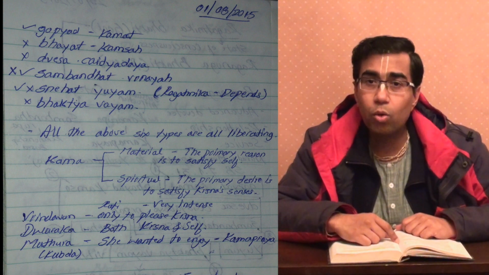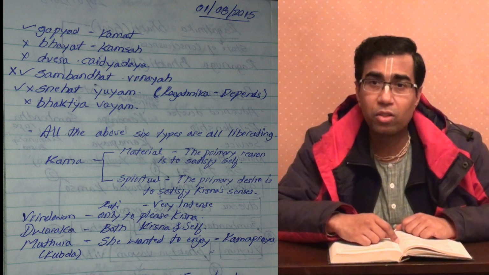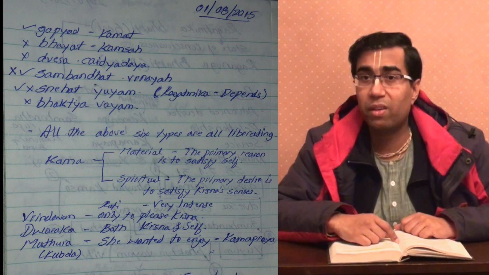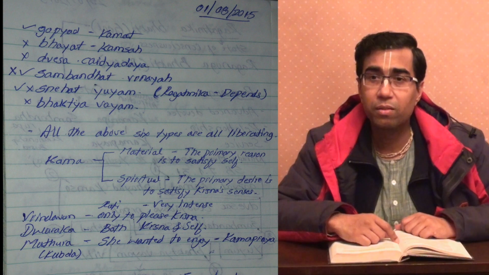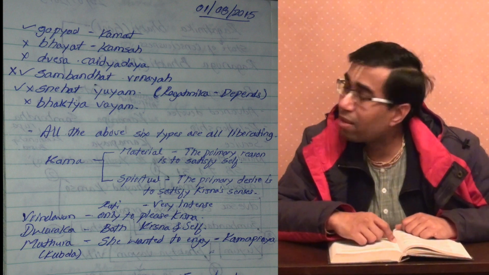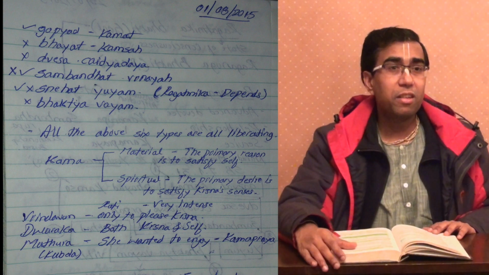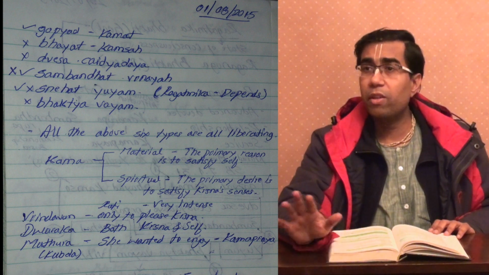But when Sambandha has a component of awe and reverence, or respect, then it is not Ragatmika. That's why there is a tick as well as a wrong. It depends. Is everyone clear so far?